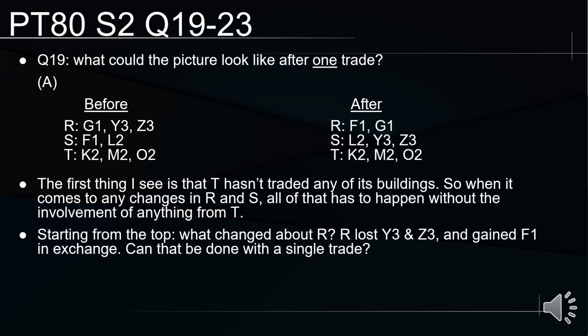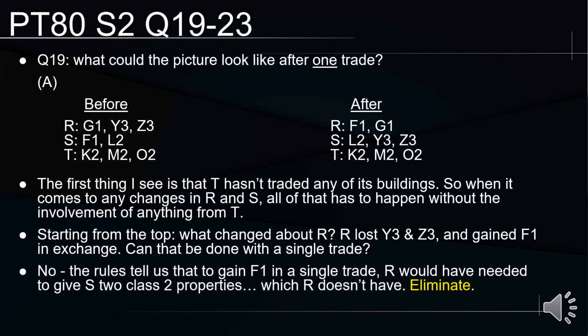Can that be accomplished within a single trade? And no, it doesn't appear to be possible. The rules tell us that to gain F1 in a single trade, R would have needed to give S 2 Class 2 properties, which R doesn't have. So it's not possible for R to have gained a Class 1 property based on its starting point of having G a Class 1 and then Y and Z both Class 3 properties.